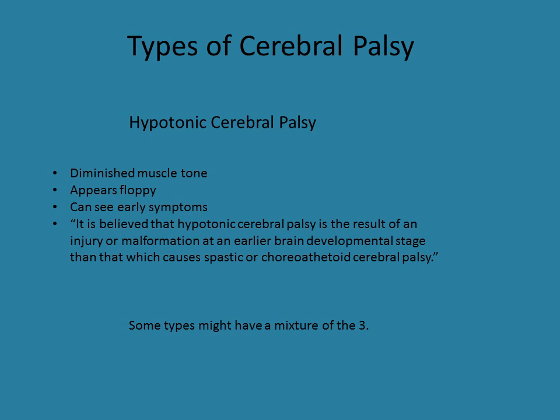According to MedicineNet.com, it is believed that hypotonic cerebral palsy is the result of an injury or malformation at an earlier brain developmental stage which causes spastic or choreoathetoid cerebral palsy. Some types of cerebral palsy might have a mixture of the 3 types.